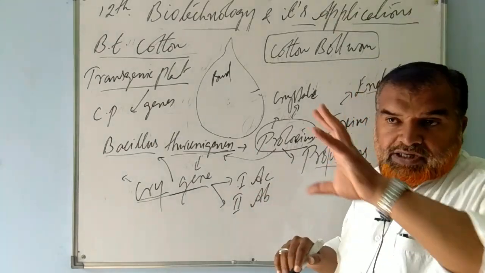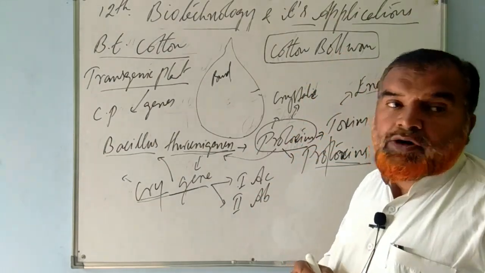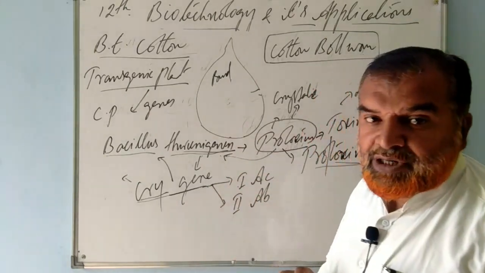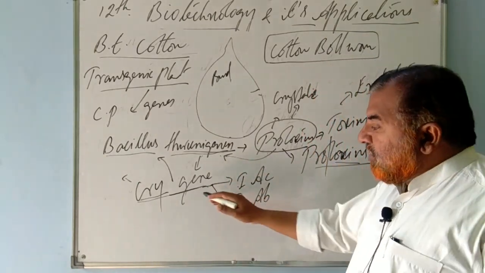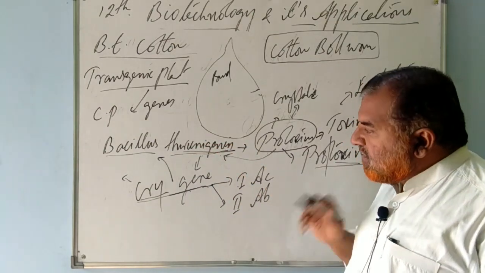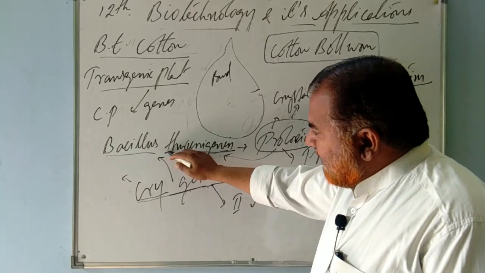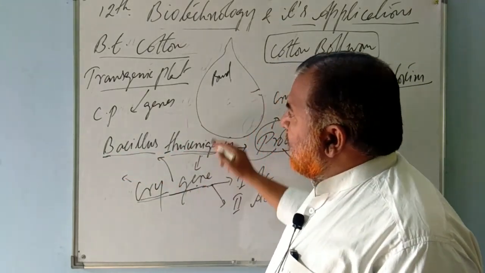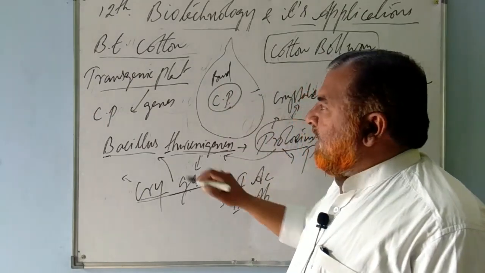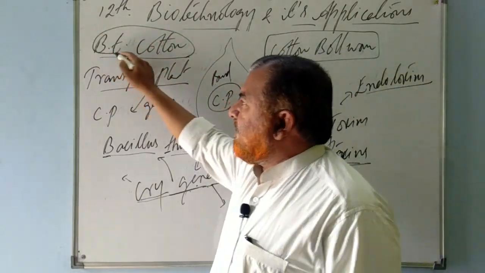So this was first discovered, that these bacteria have genes which produce crystal proteins, cry genes. This gene is taken from Bacillus thuringiensis. Since this gene is from Bacillus thuringiensis, BT, this gene is incorporated into the cotton plant. Such a cotton plant is referred to as what? Yes, what is it?